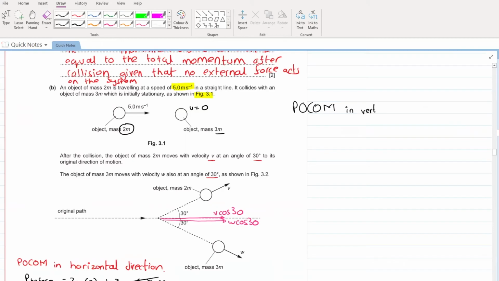In the vertical direction, if you observe, initially both of these masses have no vertical velocity. So the momentum before collision in the vertical direction will be 0. Let's calculate the momentum after collision in the vertical direction.